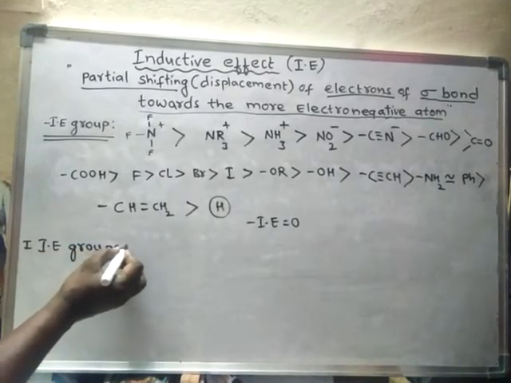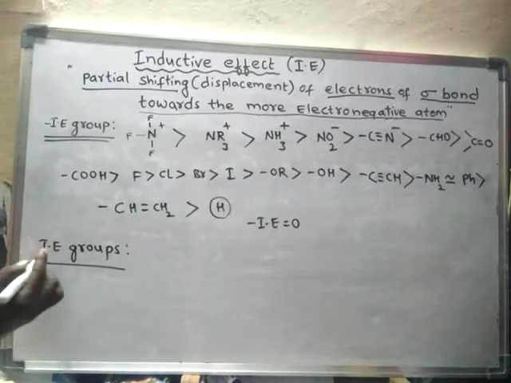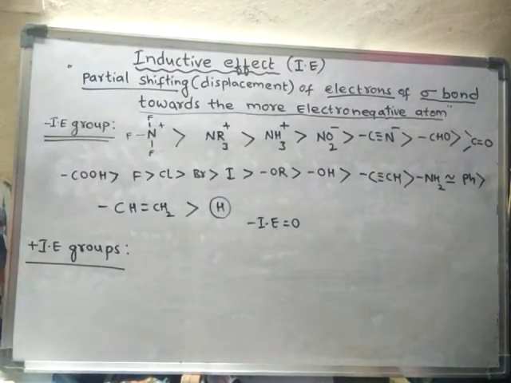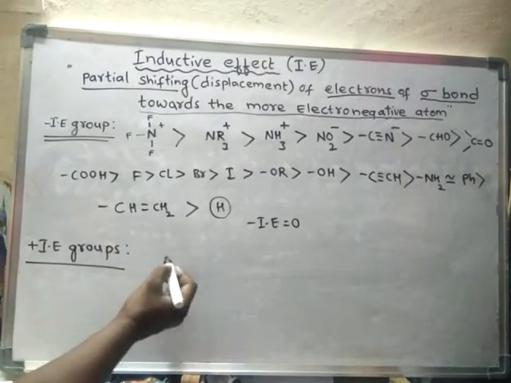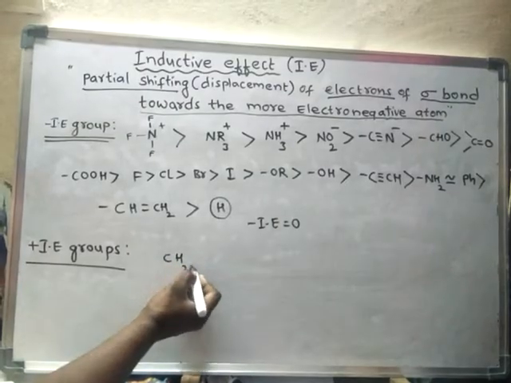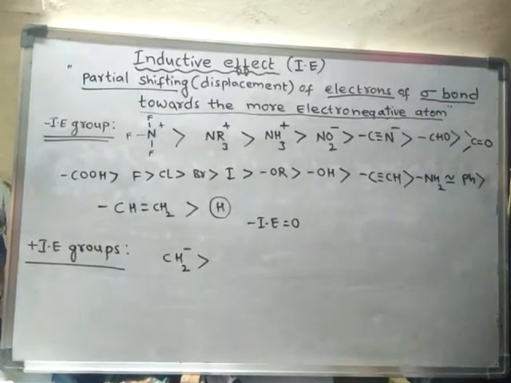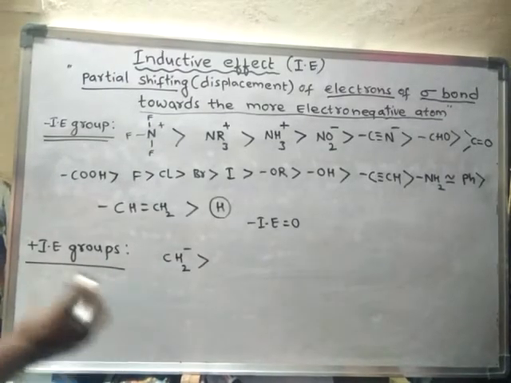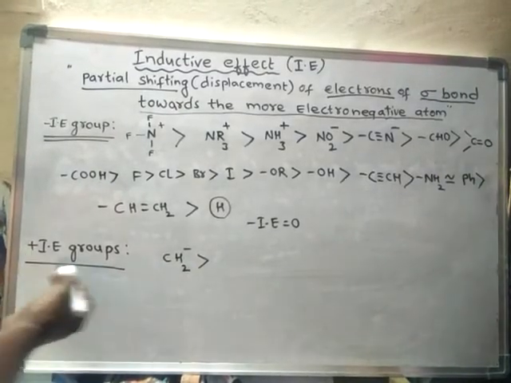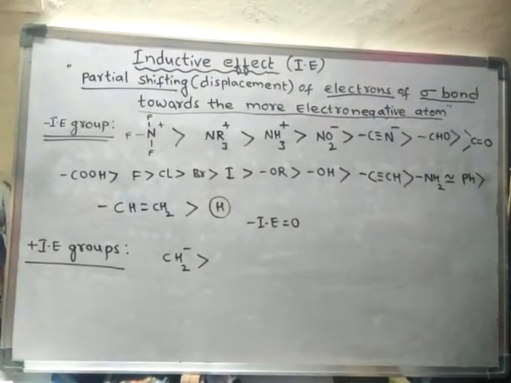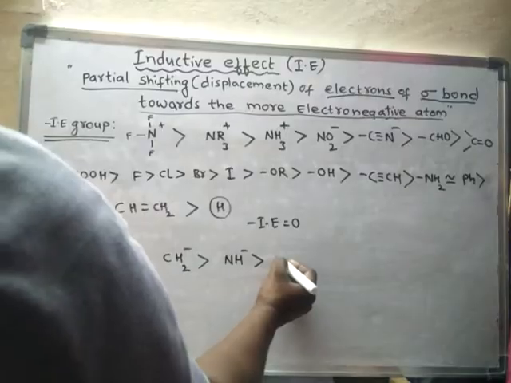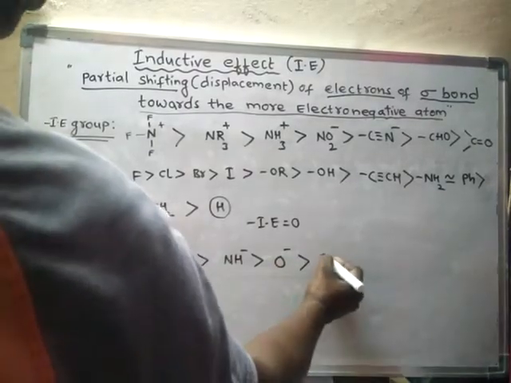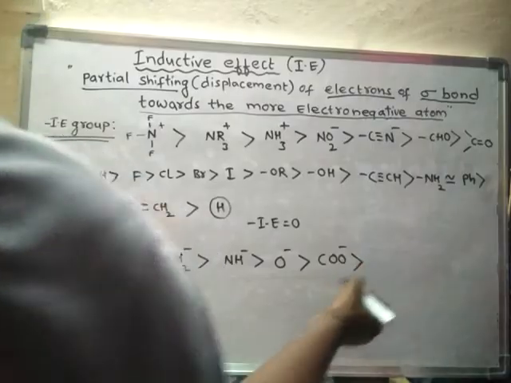This order is important; we have to learn the order. Now let us see the plus IE groups. Here CH2 minus shows more electron releasing nature, so the plus I nature shown by CH2 minus is greater than NH minus. Next to NH minus is O minus, and next to it is COO minus.